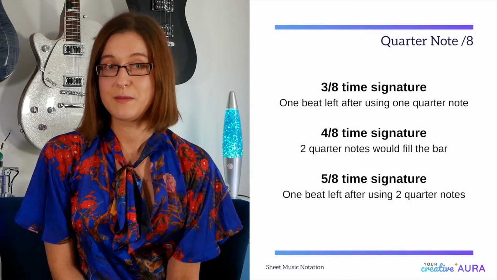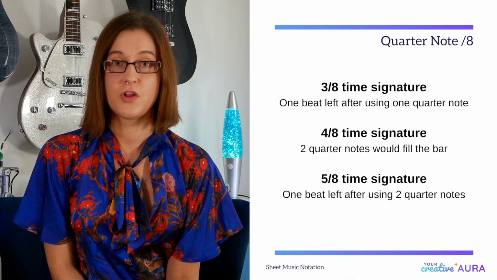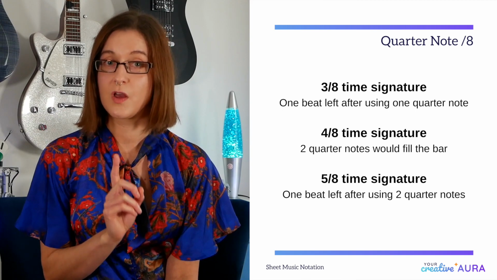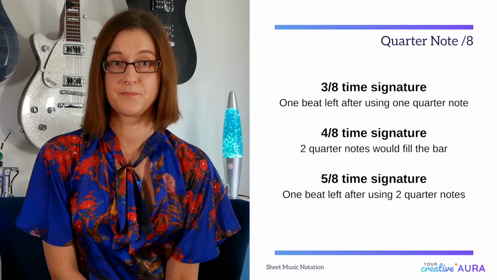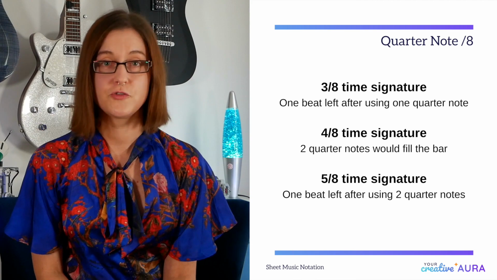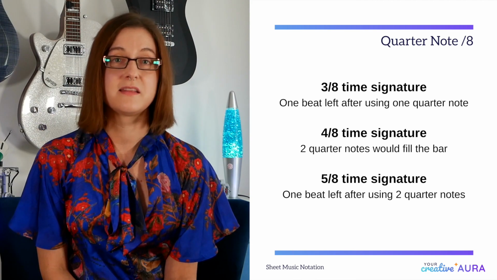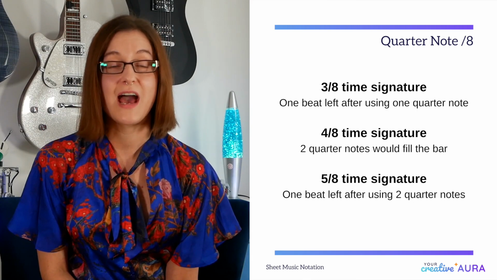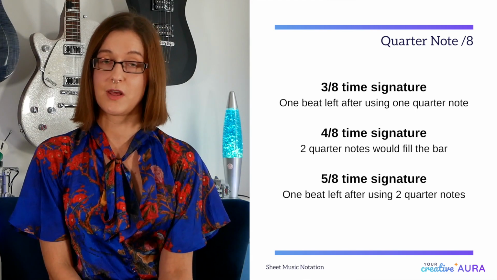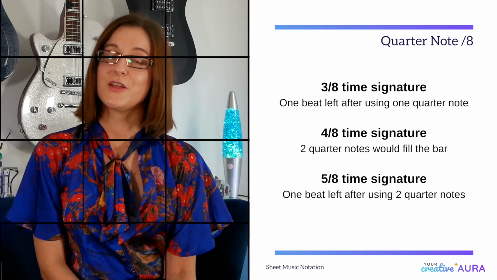Therefore, if there are 3 beats per bar, a quarter note would fit once with an 8th beat left. 4 beats means 2 quarter notes would fit perfectly, and 5/8 means there'd be 1/8 note left after using 2 quarter notes. So let's see what it does in /2 time signature.